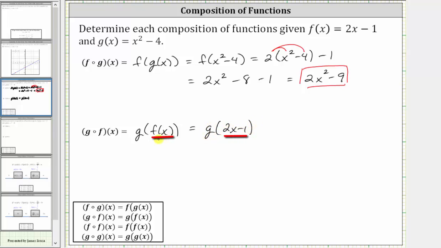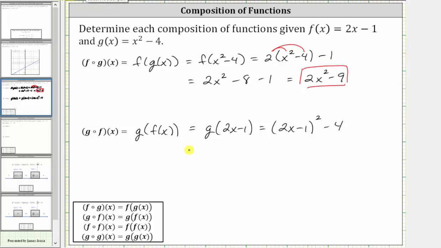And now the function rule for f of x becomes the input into g of x, and since g of x equals x squared minus 4, we substitute 2x minus 1 for x, which gives us the square of 2x minus 1, and then minus 4. Now we need to multiply this out and combine like terms.